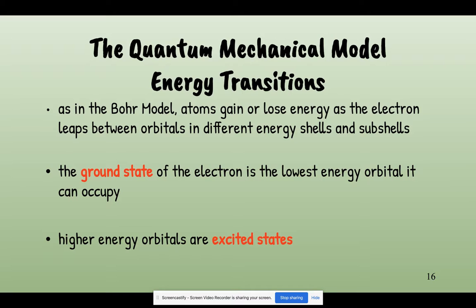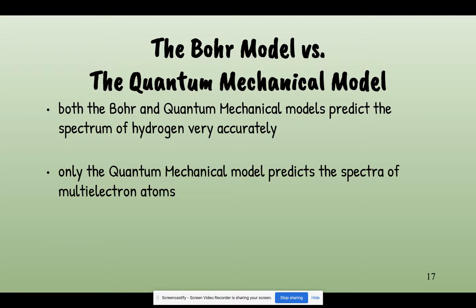And just like before, the ground state of the electron is in the lowest energy orbital it can possibly occupy. And if it absorbs energy, it'll move to a higher energy orbital, which is the excited state. So the same principles apply as in the Bohr model. Both of them predict the spectrum of hydrogen very accurately, but the Bohr model doesn't predict the spectra of multi-electron atoms, whereas the quantum mechanical model does. So therefore, it's a more robust and more accurate representation.